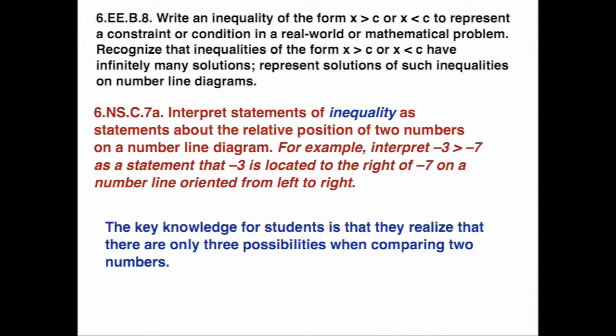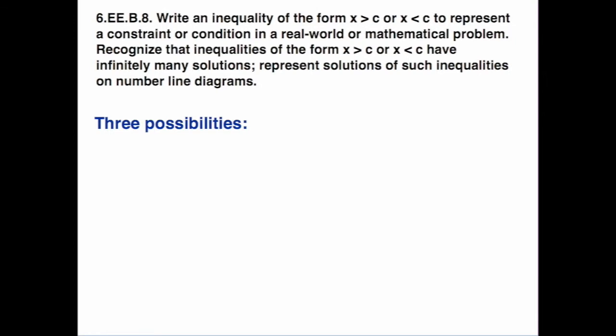The key knowledge for students is that they realize that there's only three possibilities when comparing two numbers. So these three possibilities would be either the two numbers are equal or they're not equal to each other. And if they're not equal to each other, then a given number is either going to be smaller than the other one or it's going to be bigger than the other one. So there's our three possibilities. If I'm comparing one number to another one, it's either going to be equal to, smaller, or greater than the other one.